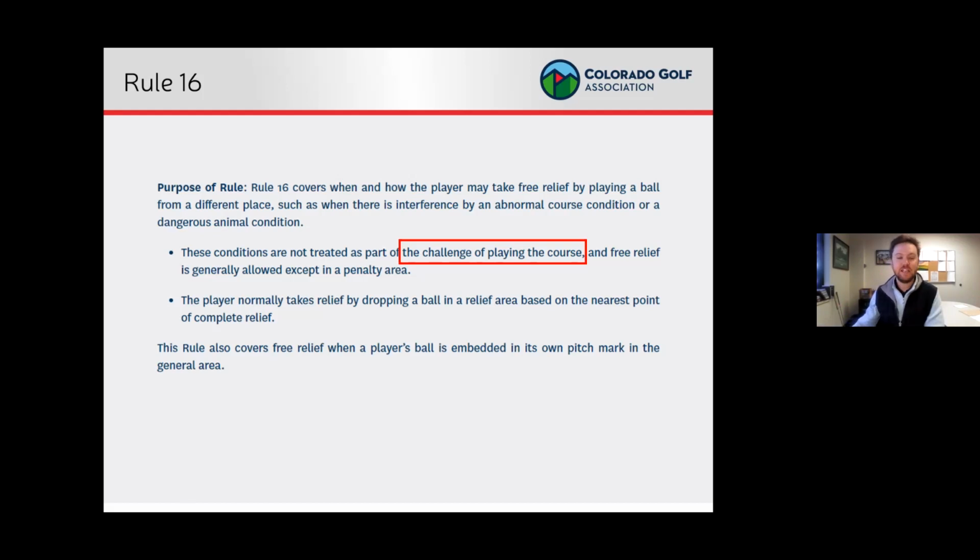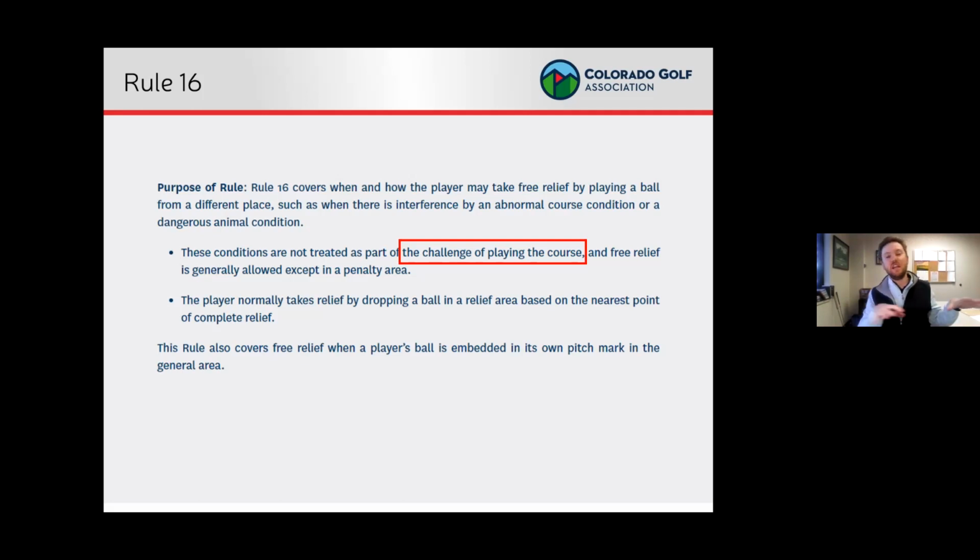So if you're up against it, you don't get free relief. So here they're kind of nodding to say, these are not just part of the challenge. However, a committee could make an immovable obstruction an integral object, and we don't really cover that today. But this is just kind of something to point out here, that not all artificial objects are treated as obstructions.